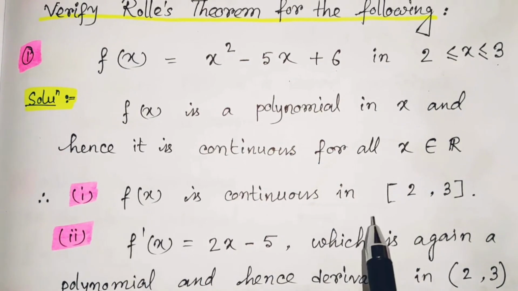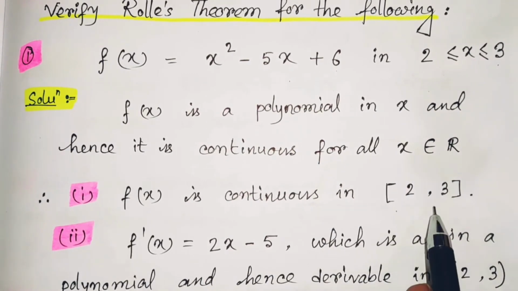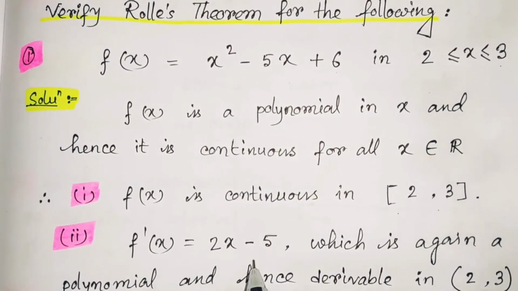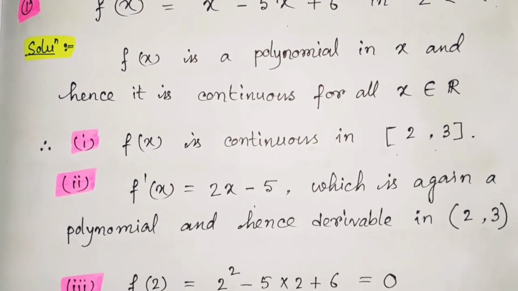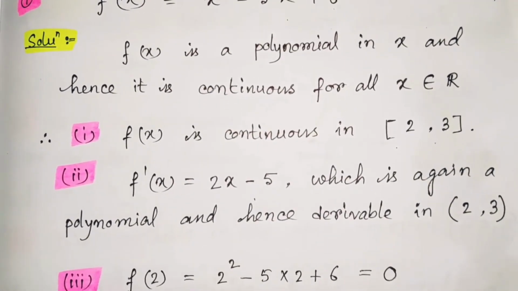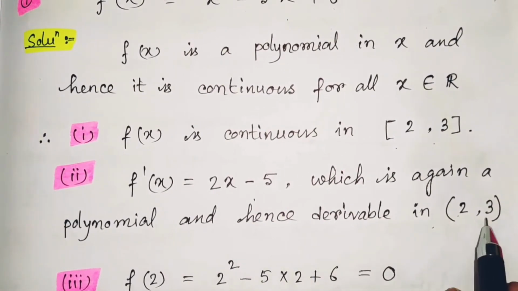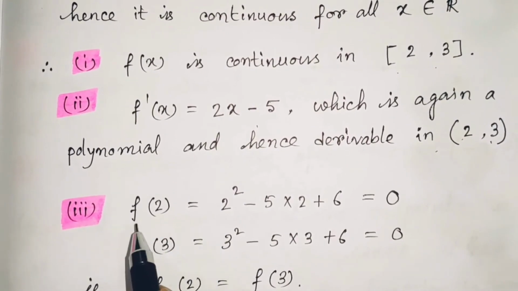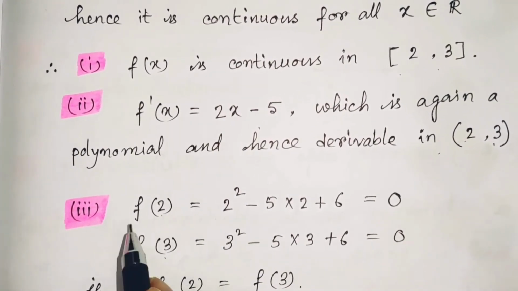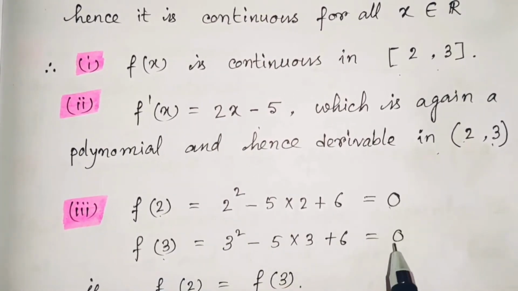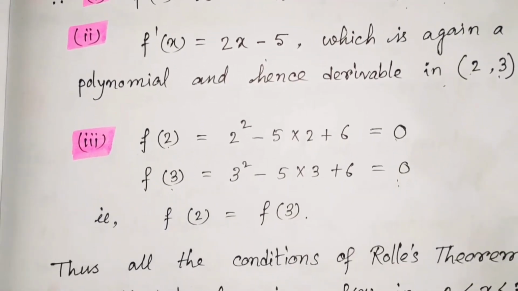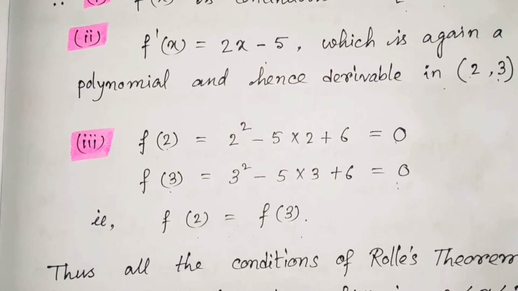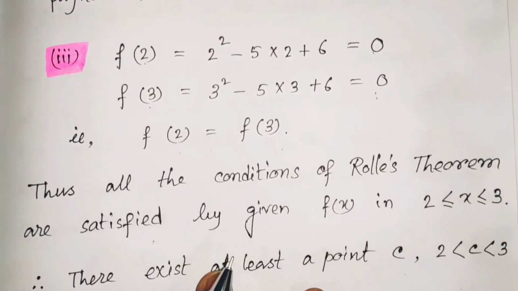So the given function is continuous within this closed interval, and its derivative is 2x minus 5, which is again a polynomial, hence it is differentiable also within this open interval. Now at the end points, at the points 2 and 3, the functional value becomes 0 for both the cases. So we can say that f of 2 is equal to f of 3. So all the three conditions of Rolle's theorem are verified here.